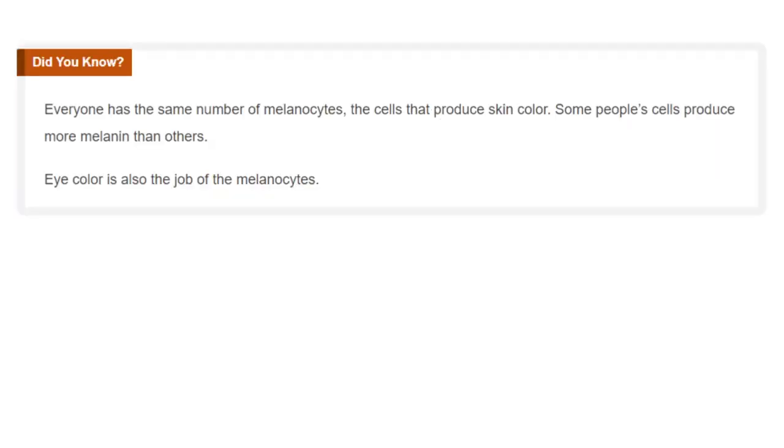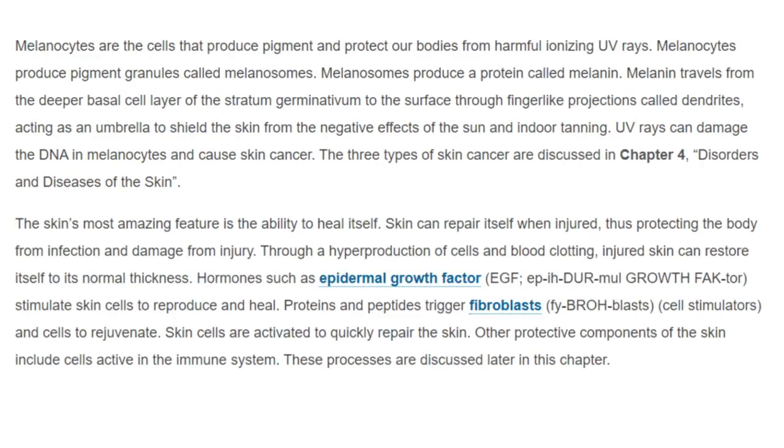Did you know? Everyone has the same number of melanocytes, the cells that produce skin color. Some people's cells produce more melanin than others. Eye color is also the job of the melanocytes. Melanocytes are the cells that produce pigment and protect our bodies from harmful ionizing UV rays. Melanocytes produce pigment granules called melanosomes. Melanosomes produce a protein called melanin.